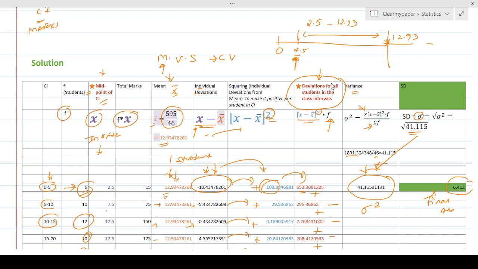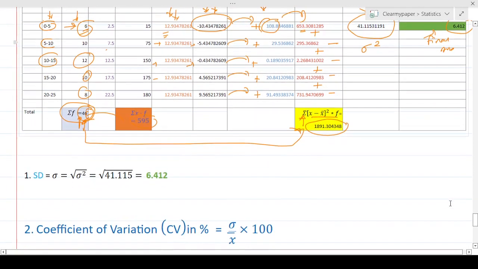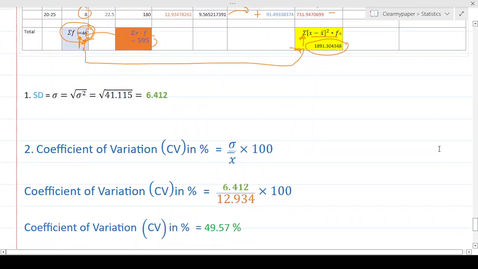So whenever you get the deviations or the square deviations, do not forget for group data to multiply by the number of students in that class interval. Otherwise, you will be just calculating for a single student and the answer will be wrong. So this is the most important step after the midpoint step. For group data, always remember this step, that there's one step that you cannot forget. And once you get the 6.412, we can easily find the CV.